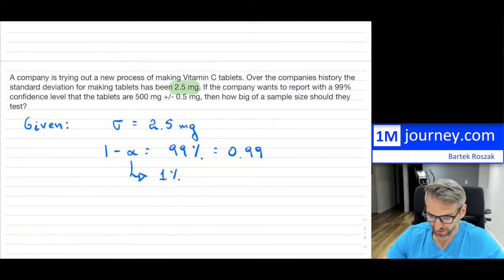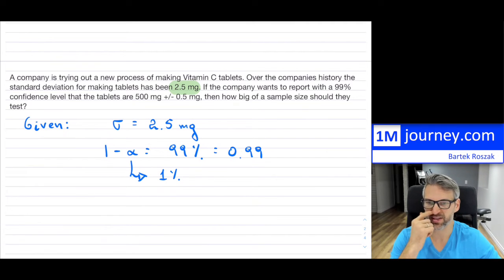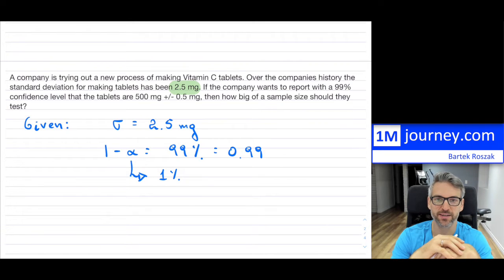Now, we want this to be, notice that the tablets are 500 milligrams plus or minus 0.5 milligrams. So it's actually less than the standard deviation, so we don't want our error to be very big. And then we're asking how big of a sample size should they test if we want to have this confidence level of 99%. So, let us try to do that.